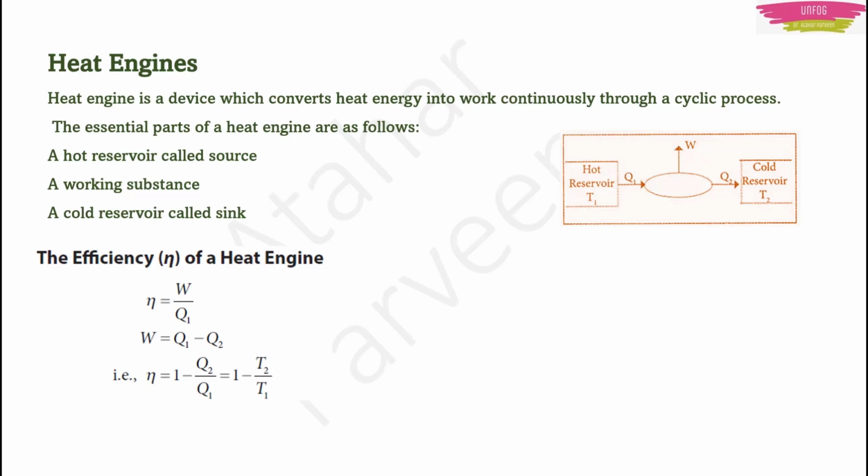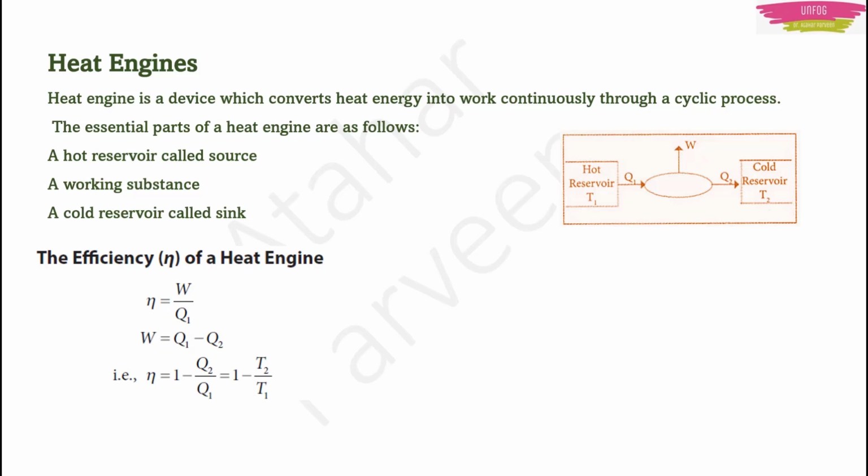Based on how much heat is utilized from the hot reservoir and used in doing work, we define the efficiency of the heat engine. Efficiency means you can say the capability of the heat engine. The symbol for efficiency is eta. This eta is equal to the work done upon the heat taken by the working substance. The input heat is in the denominator and the work done is in the numerator. So eta, the efficiency, is equal to W upon Q1.